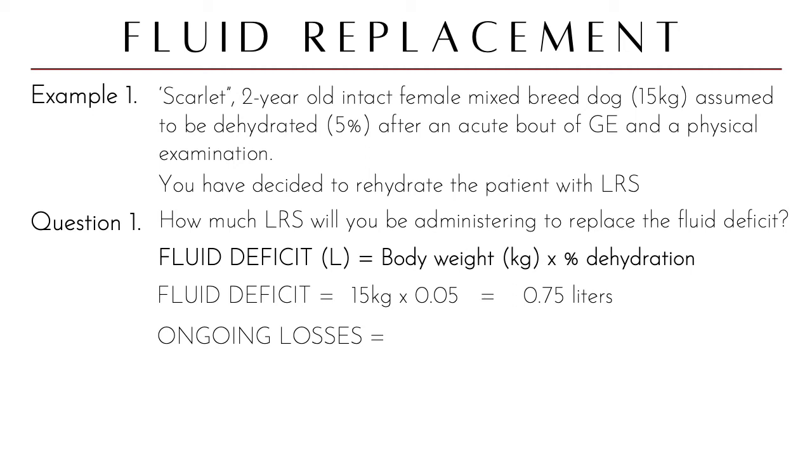The question number two here is what is the total replacement volume? What if I want you to find out the replacement volume for this one? So we have to compute for the ongoing losses. What's the constant that we had before? The insensible losses would be a constant of 20 mL per kg. Why did I do that? Because it has gastroenteritis, so it entails that your patient is either vomiting or diarrheic or both, right? So 15 times 20, you need a calculator for that.